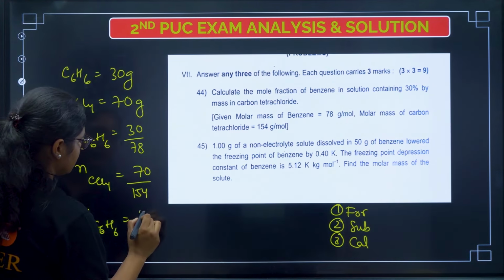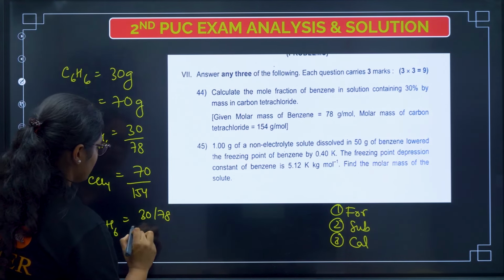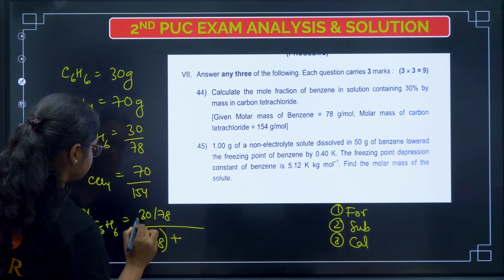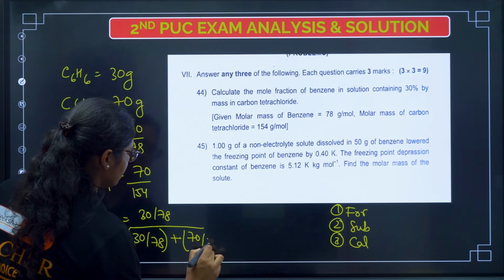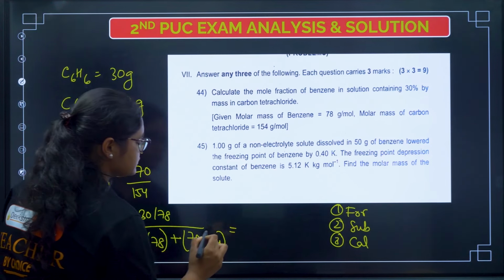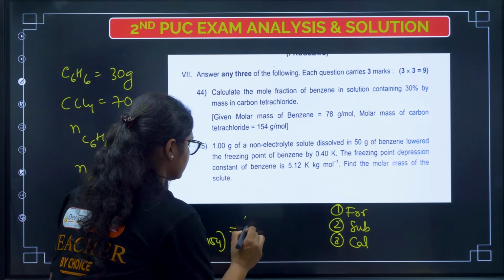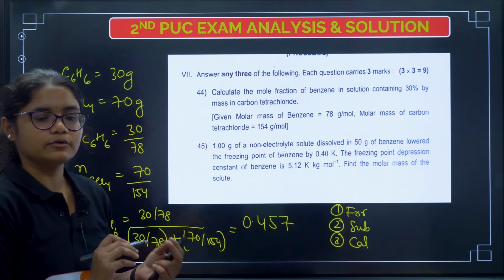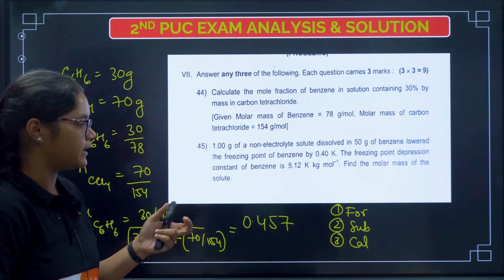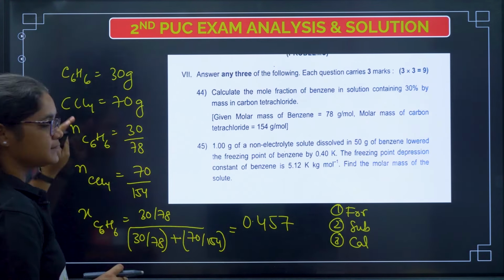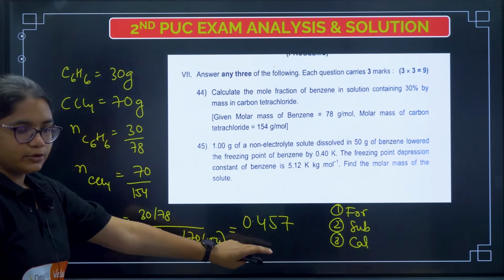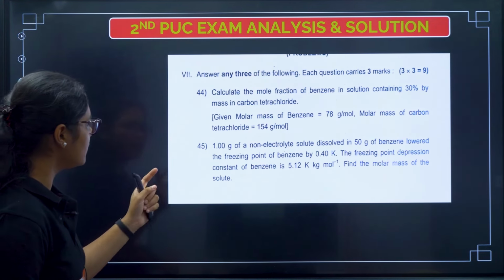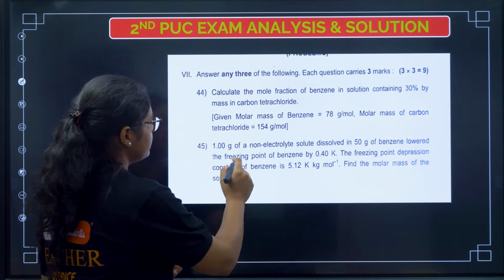So it will be 30 by 78 whole divided by 30 by 78 plus we have 70 by 154. So if you solve this, we will get this answer around 0.457. Okay, something near here and there. If you have 1 or 2 decimal places different also, it will be correct. Okay, so this answer is clear. So mole fraction has no units, so nothing to mention here about units. Next, this question was from your solutions chapter.